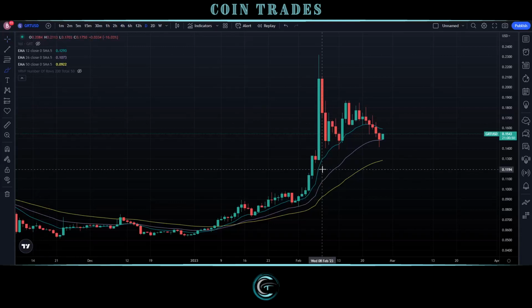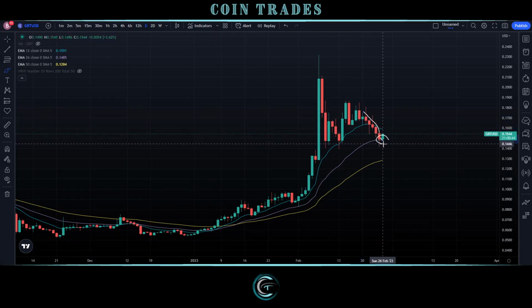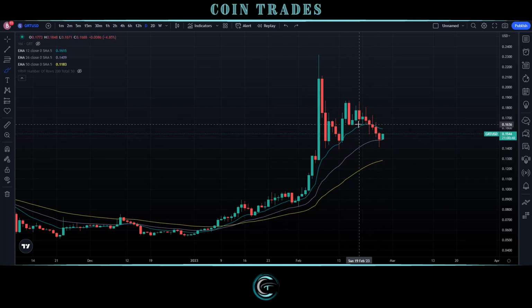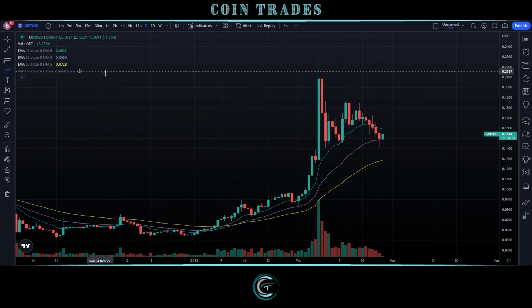Thanks for joining me. Going to look at GRT, the Graph protocol. Right now, after 5 days of pullback, it's bouncing off the 26 period exponential moving average. So we do look like we are setting up for a little bit of that oversold bounce, and especially with the volume turning on.